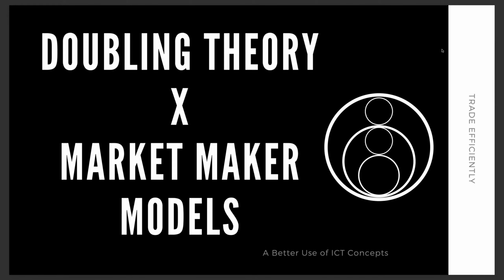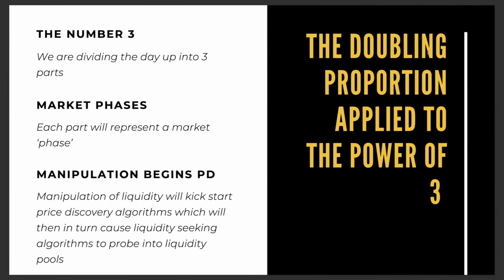All right, so in this video, we're going to be looking at how to separate the doubling theory and the market maker models and then put them together. Now, the number 3: we are dividing the day up into 3 parts, as you have already seen in one of the previous YouTube videos, and each part will represent a market phase. Now, the manipulation begins the price discovery algorithm.